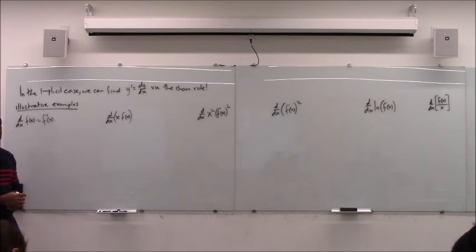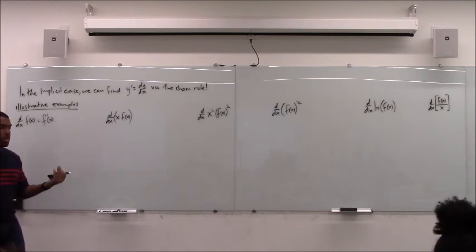Yeah? x times f prime x plus f of x. How did you get that? Using the product rule. It's in the product rule. We learned about that last time.